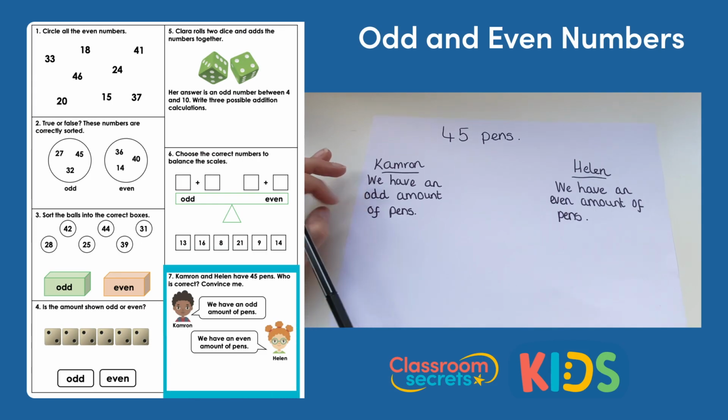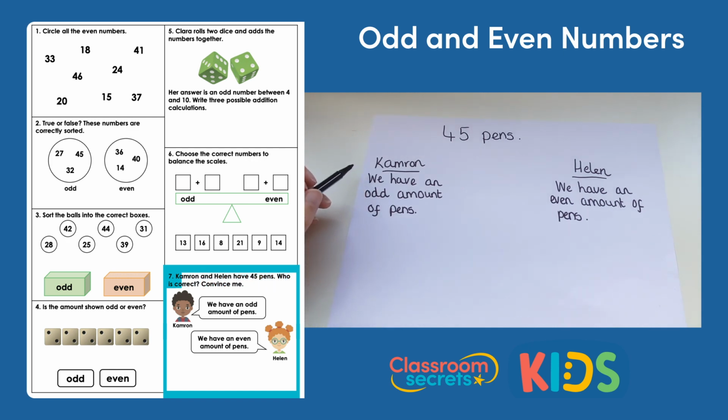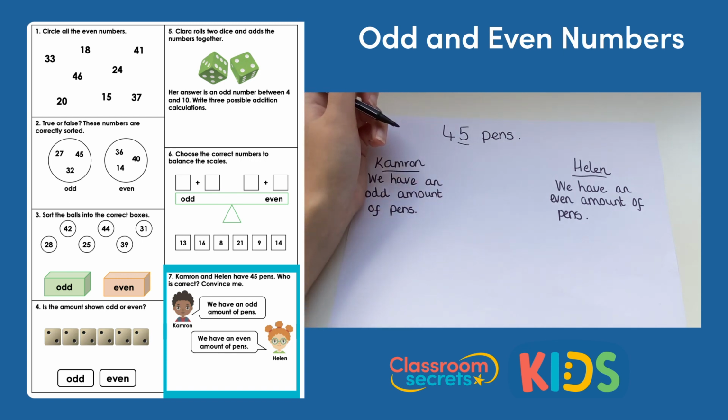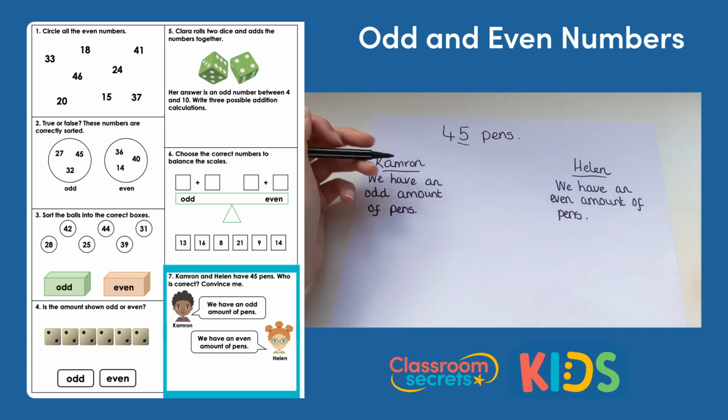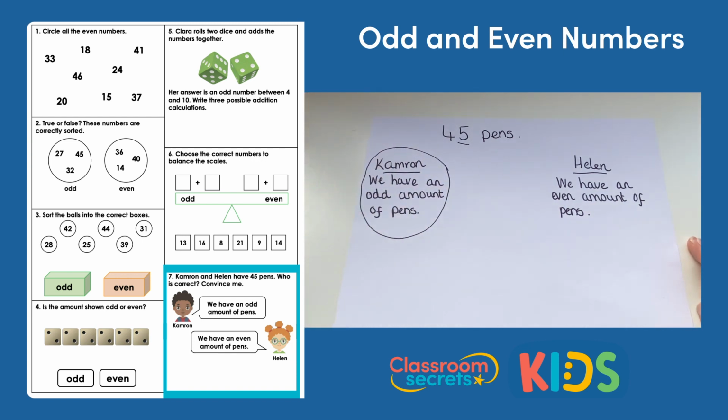Question 7. Cameron and Helen have 45 pens. Who is correct? Convince me. Cameron says we have an odd amount of pens. Helen says we have an even amount of pens. So let's look at the number then. 45 pens. Well, the ones is 5, the 5 digit, and 5 cannot be shared equally by 2, which means that the number is odd. So Cameron is correct because 45 cannot be shared equally by 2.